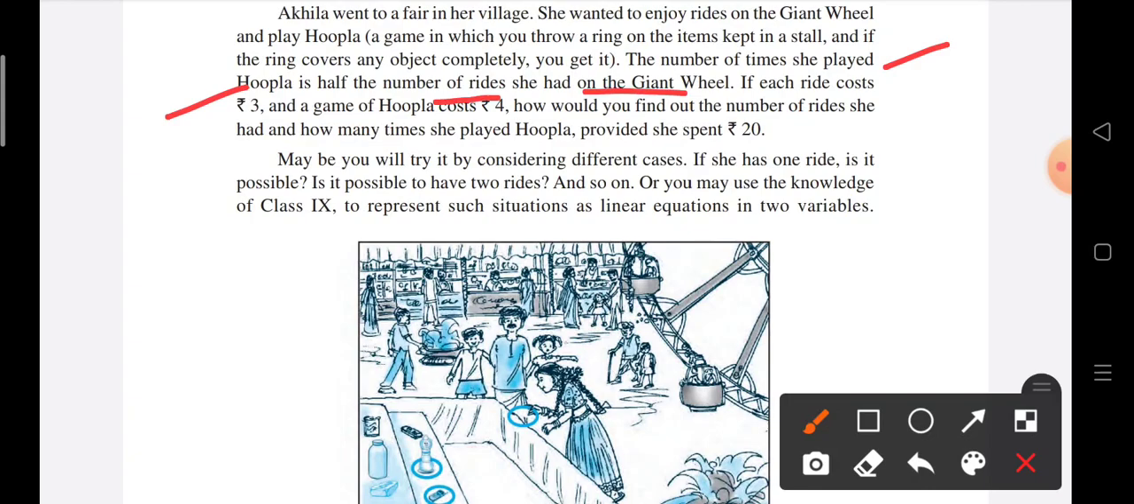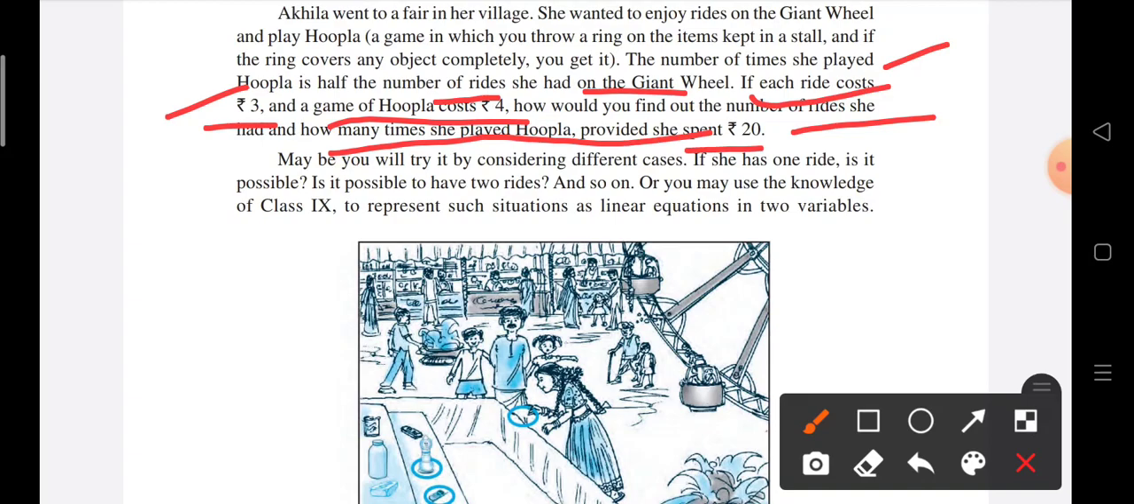Okay, if each ride cost her 3 rupees and each game of hopla cost her 4 rupees, how would you find the number of rides she had and how many times she played hopla, if she was provided with 20 rupees which she spent?